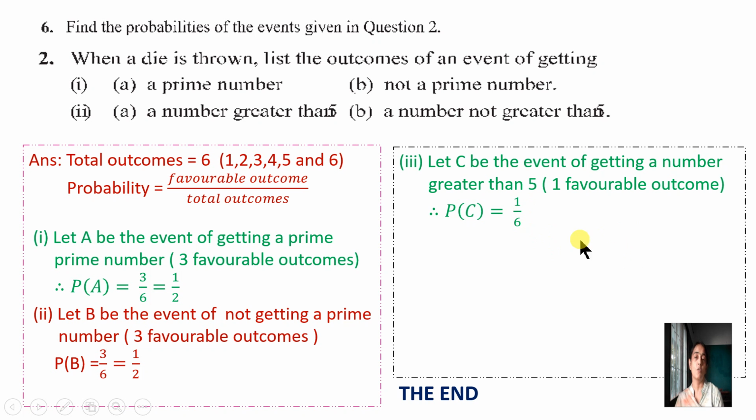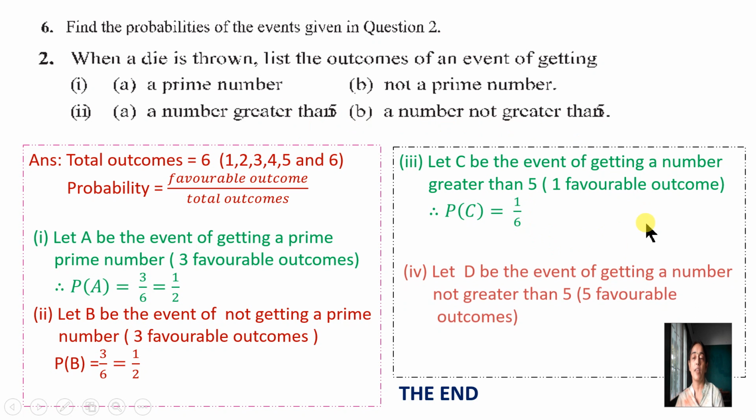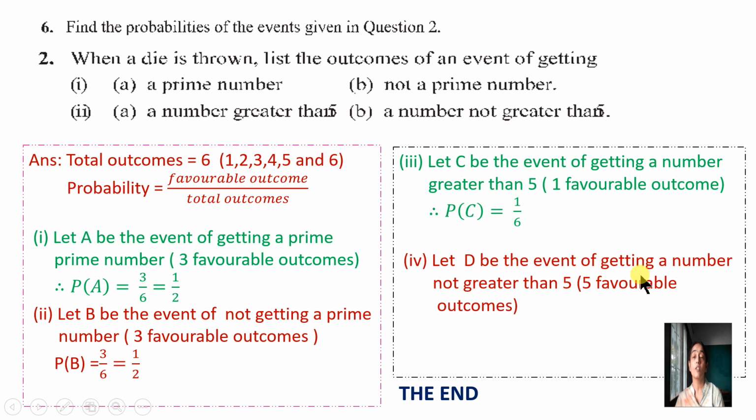Now the next one. Let D be the event of getting a number not greater than 5. So not greater than 5. So it can be 5, it can be less than 5, but not greater than 5. So how many favorable events? 5 favorable outcomes. So total 5 favorable outcomes are there. So therefore P of D is equal to 5 upon 6.